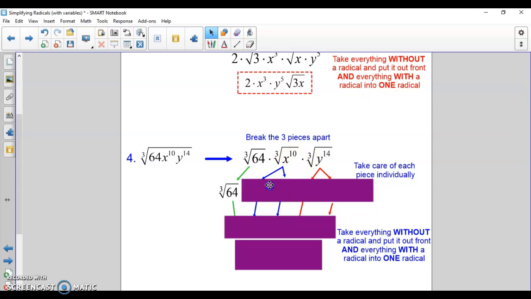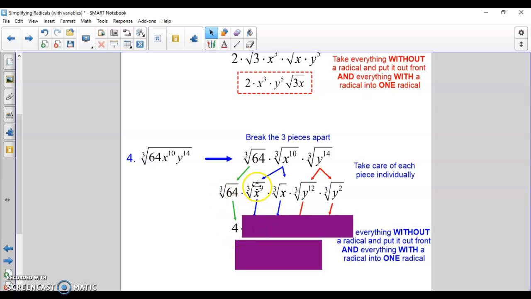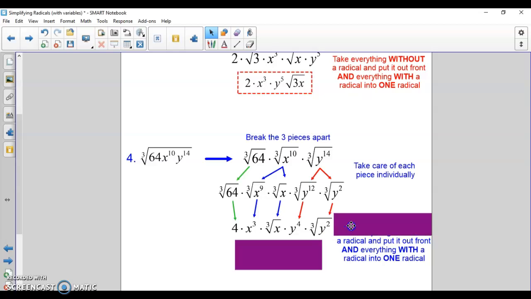10 is not a multiple of 3, so I break it up. Biggest multiple of 3, bigger or smaller than 10, is 9, x to the 9th. Then I got x left over, just 1x. Next one, I have to break up the 14 as well, 12 and 2. Take care of each part individually. Cube root of 64, 4. 9 divided by 3, x cubed comes out. Cube root of x, can't do anything with. 12 divided by 3 is 4. 2 divided by 3 doesn't come out nicely, so I leave it inside.